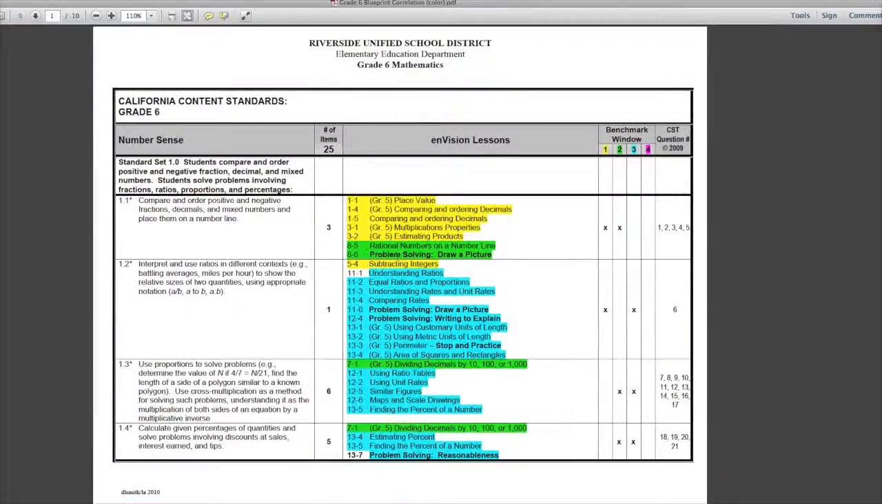Here we go. And again, we're focusing mainly on number sense 1.4, calculating given percents of quantities and solving problems involving discounts of sales, interest earned, and tips. And remember last week we talked about how the first part of topic 13 is a lot of review from 5th grade. Not something you want to skip over and ignore, but something that you could have maybe compacted a little bit, or maybe you did the pre-test to see where your students are at, to see what they know and don't know regarding percents.